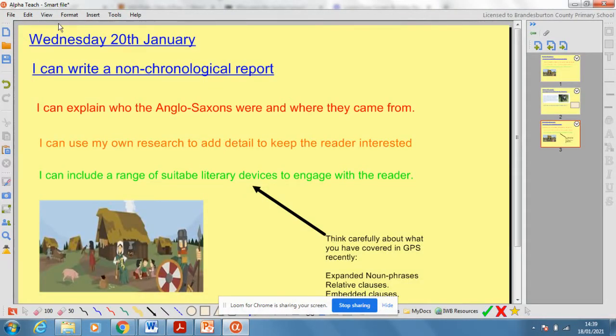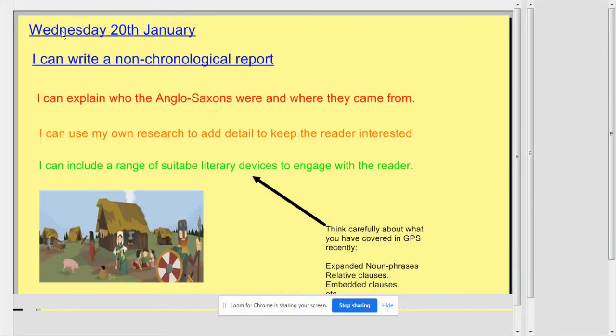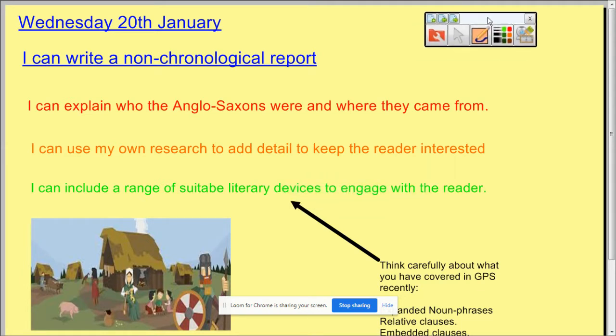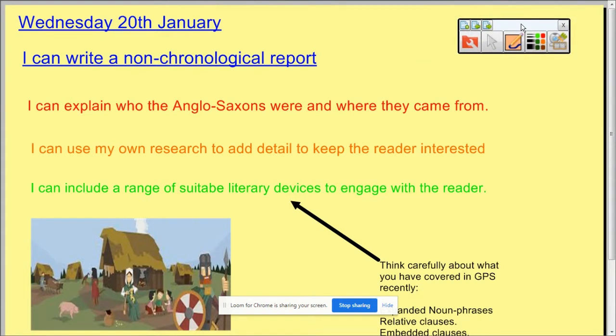Hello Class 4, welcome to today's English lesson. In today's session we're going to be continuing with our non-chronological report. So if you just have a quick look at the learning objectives. It's for you to be able to write a non-chronological report. I'm looking for children who can explain who the Anglo-Saxons were and where they came from. You know the difference between those homophones, were and where. I'm also looking for children who can use their own research to add detail to keep the reader interested.